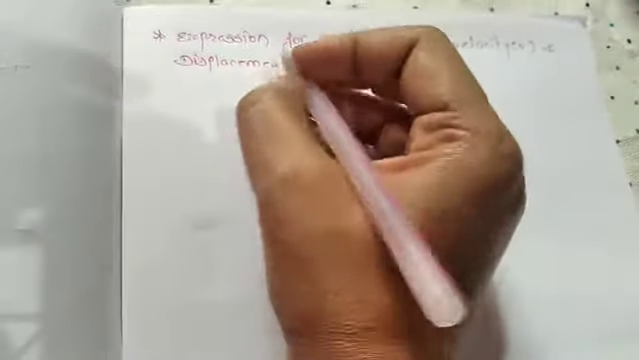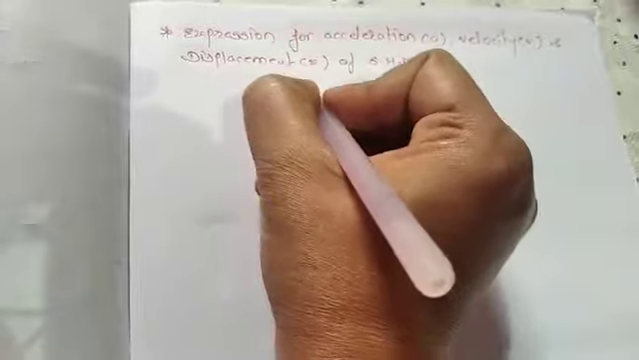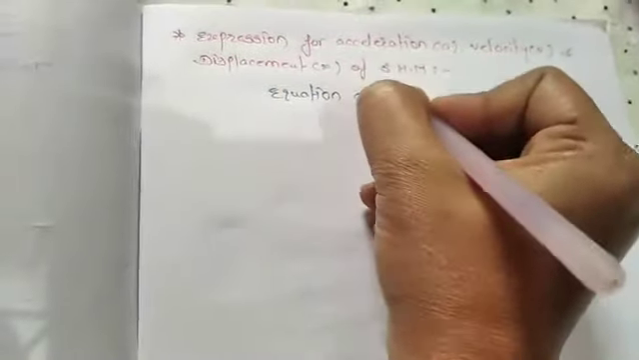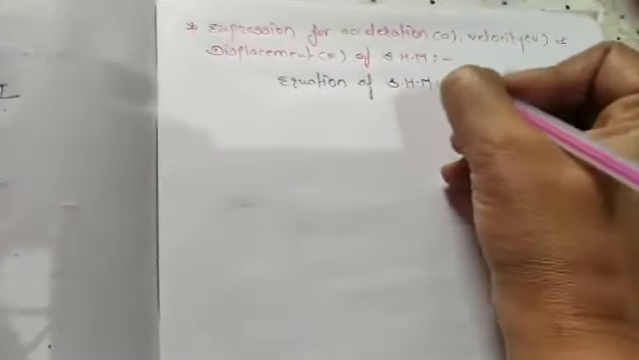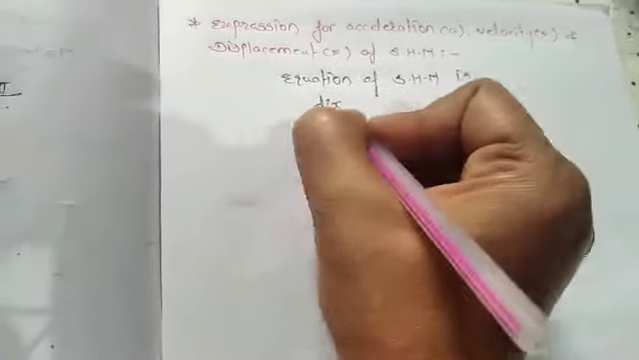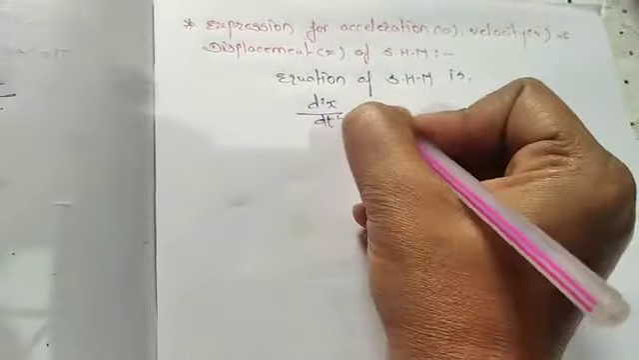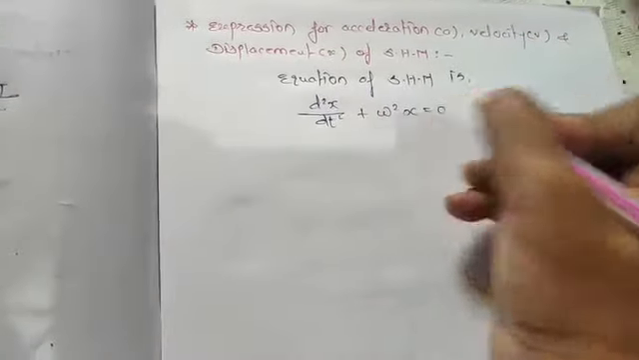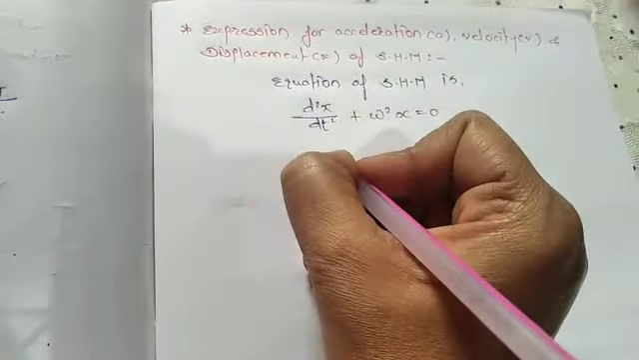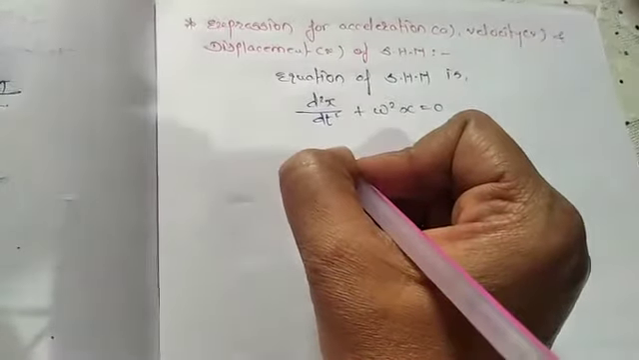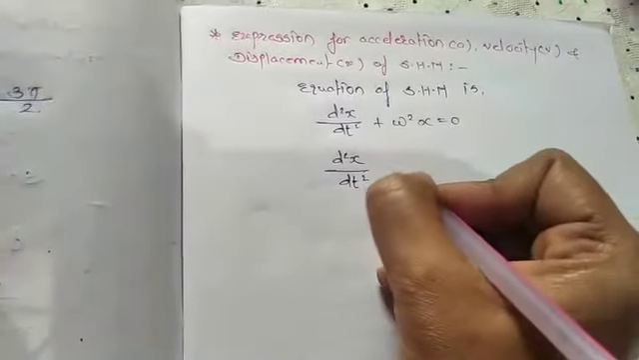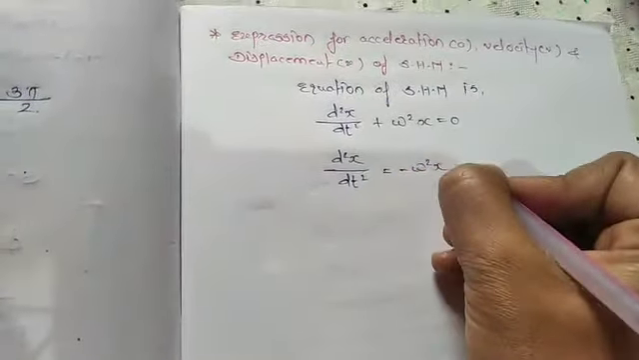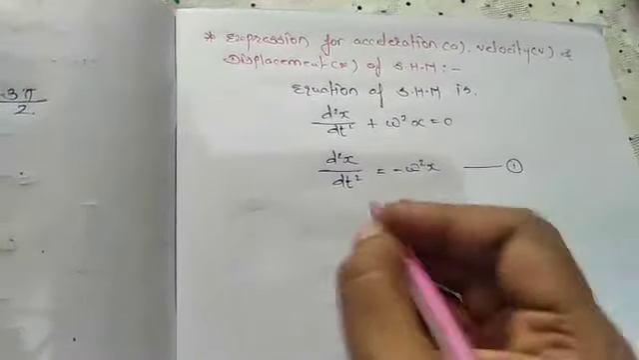This is the equation of SHM, which we have seen in the last video. It is d square x upon dt square plus omega square x is equal to 0. That is, we can write this as d square x upon dt square is equal to minus of omega square x. This is equation number 1.